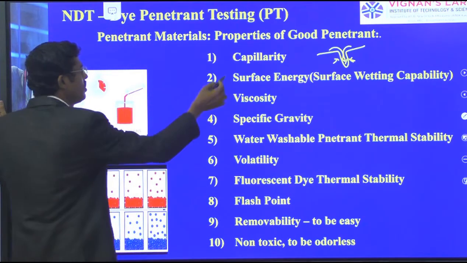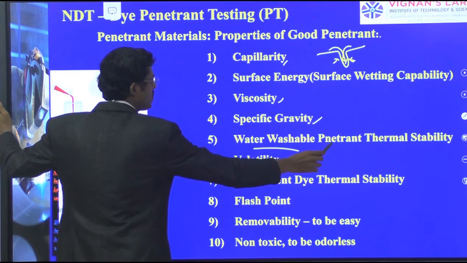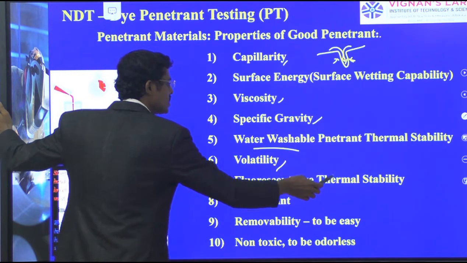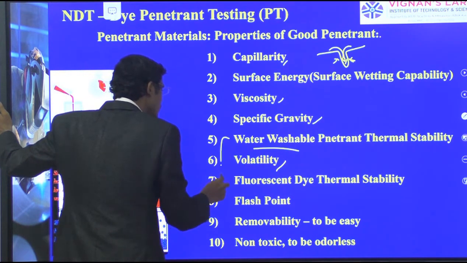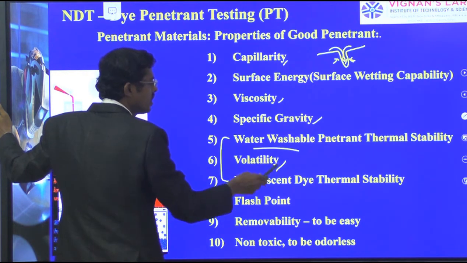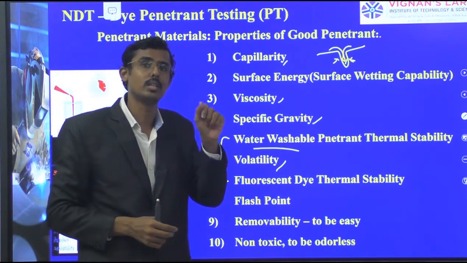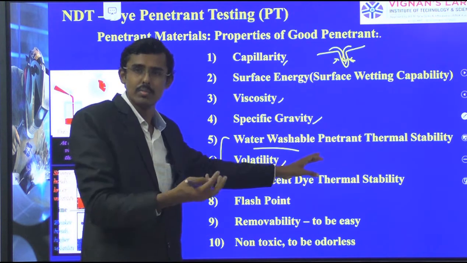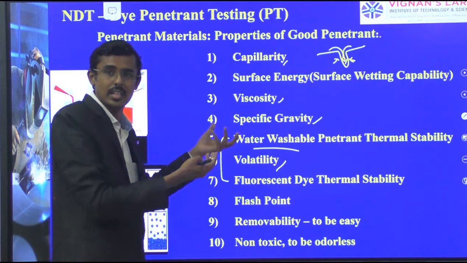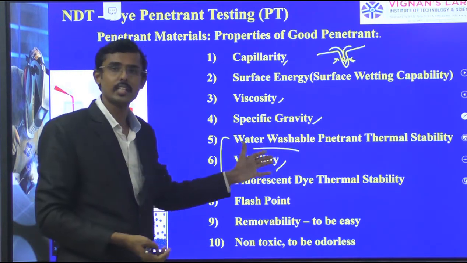So we are going to see about capillarity, surface energy, viscosity, specific gravity, water washable penetrant thermal stability, volatility, and fluorescent dye thermal stability. I have divided this in the flow chart itself, as you could have seen, based upon the physical form. One is visible penetrant, one is fluorescent penetrant. Here also the property comes in two ways: water washable penetrant thermal stability and fluorescent dye thermal stability.